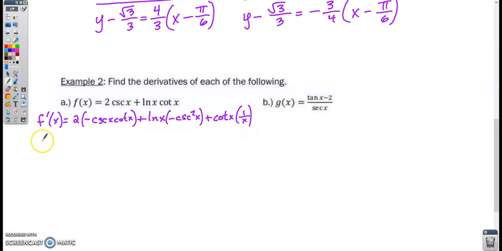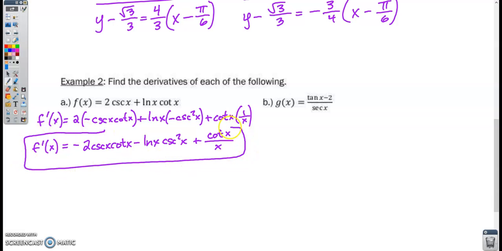And I'm just going to clean this up and bring constants and negative signs to the front of each term. This turns into negative 2 cosecant of x cotangent of x minus natural log of x cosecant squared of x plus cotangent of x over x. And there's not really any simplification that we can do beyond this, at least not anything meaningful, so we're going to stop right there. Alright, up next, part B.